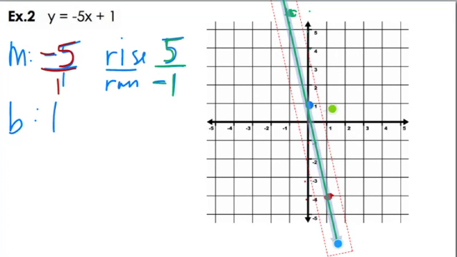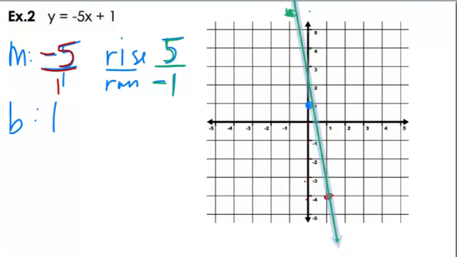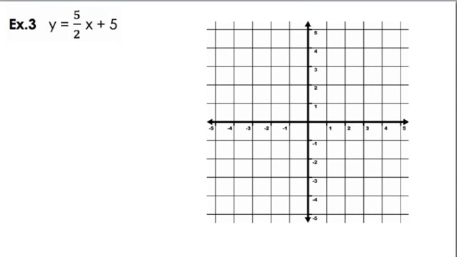I still end up with a line. There we go. And it is kind of hard to tell, but if our graph paper went up that high, it would be correct. You may need to use that information depending on where your y-intercept is. If you can't rise and run the way you want, you might need to adjust a little bit. Let's take a look at another one.